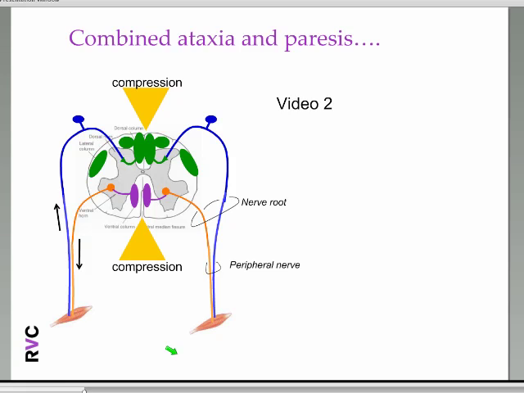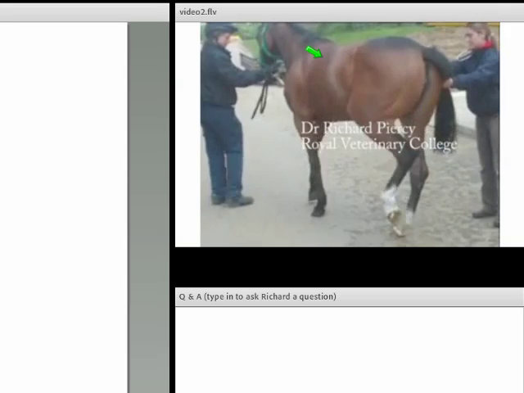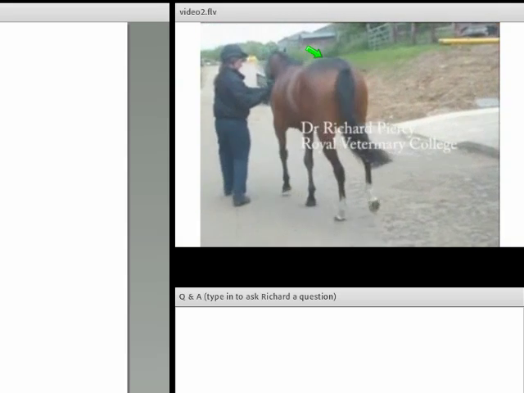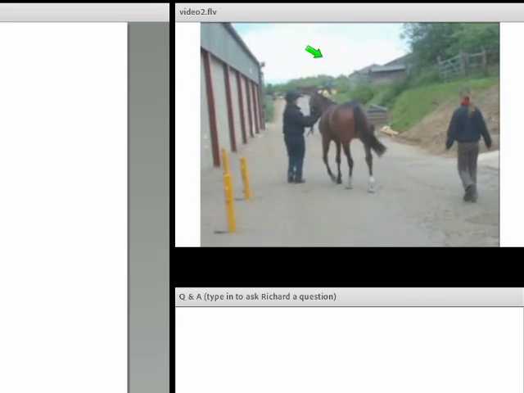So of course, at this point, and very frequently with horses with spinal cord compression in the neck, we have a combination of both ataxia and paresis. Now, why can that occur? Well, let's have a look at this particular video, and hopefully what you can see, this is a horse with very profound ataxia in the pelvic limbs.